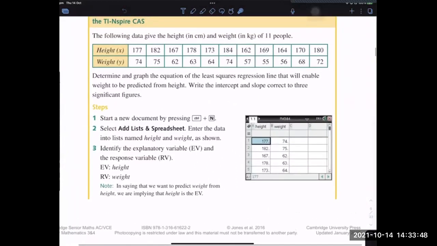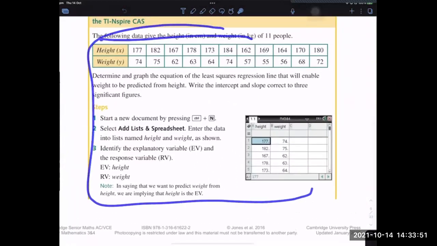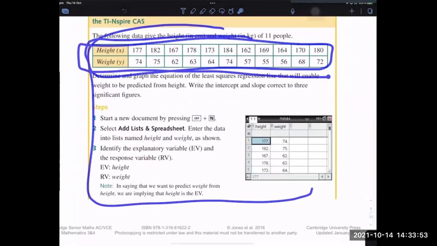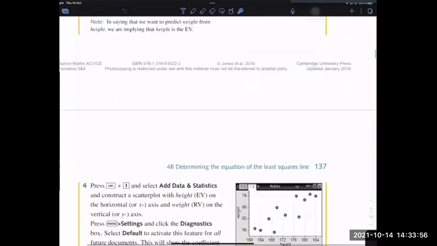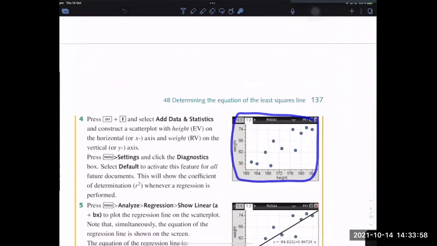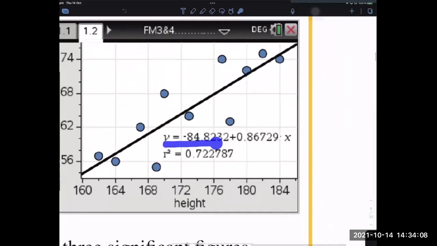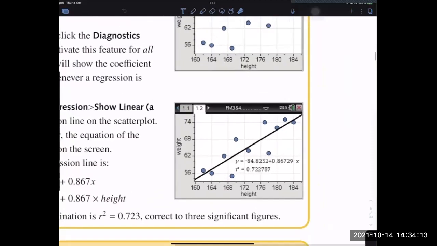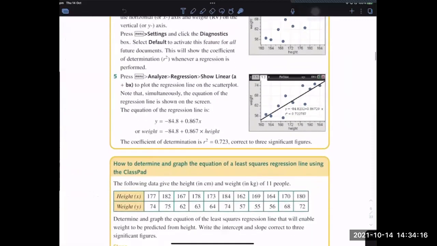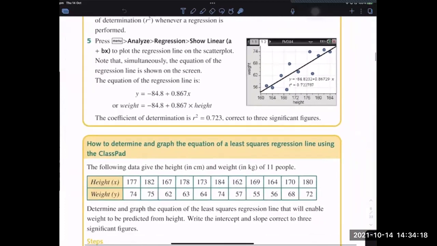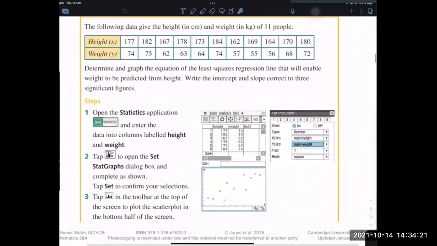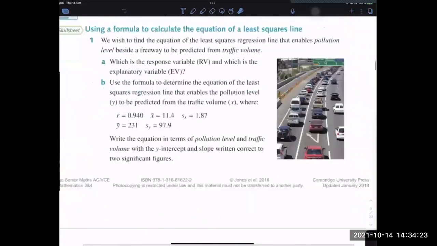So see this step here? If we were given data points, in our previous lesson, we learned how to do that using the graph. We analyze the regression line and we go show A plus BX. Notice there, it gave us the values. You can find the coefficient of determination as well. That's just the other calculator.